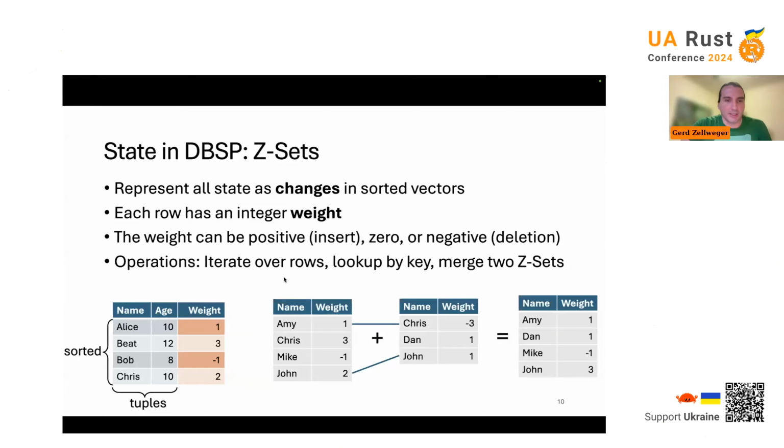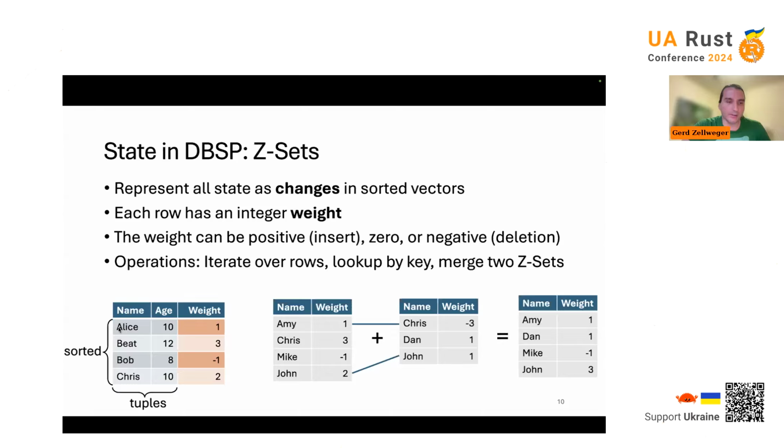So let me explain this a little bit better. Down here is a CSET. The CSET has a sorted list of tuples, which are the rows in the database. Here we have name and age. We have 4 rows in this CSET, and each CSET has a weight column added to it, and this can be an integer.